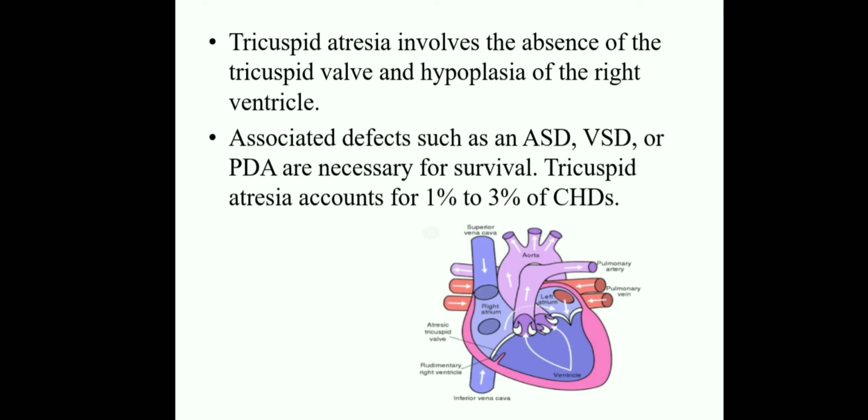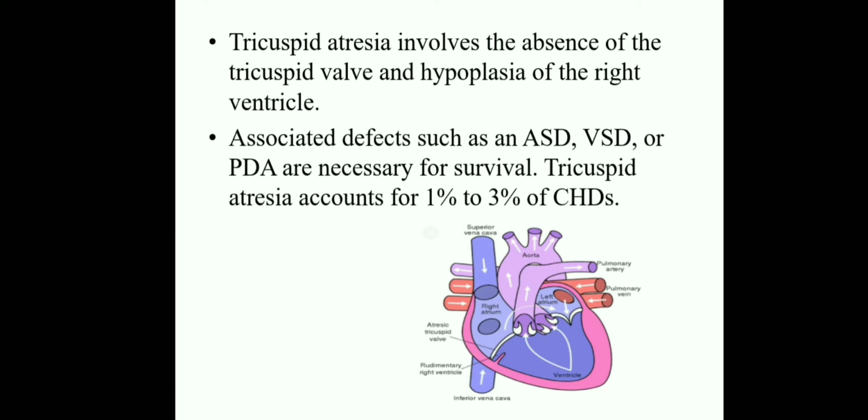What is tricuspid atresia? Tricuspid atresia involves the absence of the tricuspid valve and hypoplasia of the right ventricle. Here the hypoplasia means the development will not be there in the right side of the heart. So, the right side of the heart has hypoplasia because of congenital malformation, and associated defects such as ASD, atrial septal defect, VSD, ventricular septal defect, or patent ductus arteriosus are necessary for the survival. In tricuspid atresia, these associated defects are there for the survival.